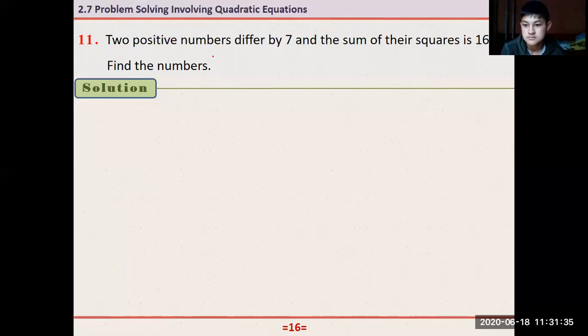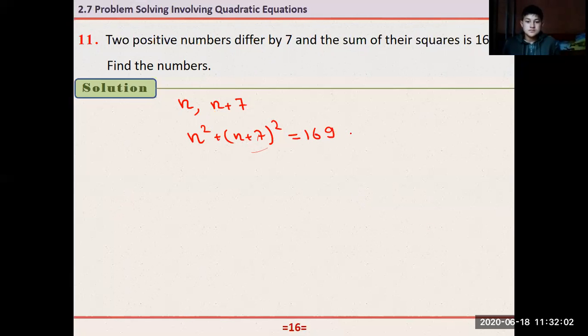Word problems. Two positive numbers differ by 7. Now you know how to write this, right? The first number is n. The second number is n plus 7. So the difference is 7. And the sum of their squares is 169. So the sum of the squares of these numbers, n squared plus (n plus 7) squared, is equal to 169. That's all.